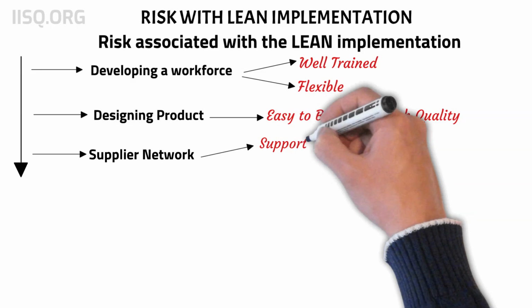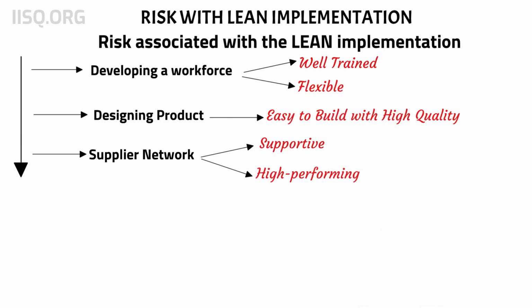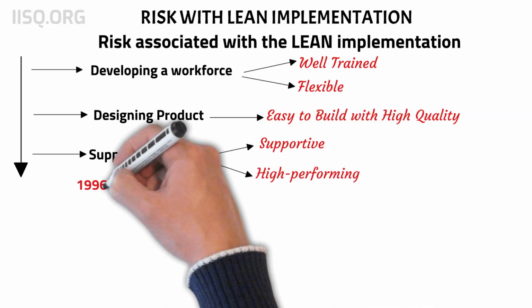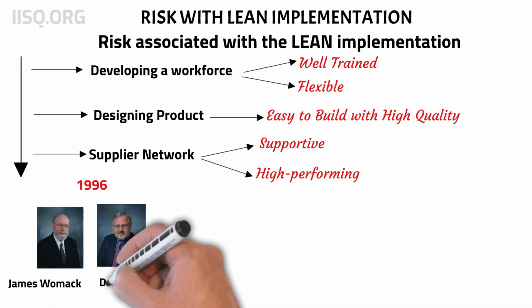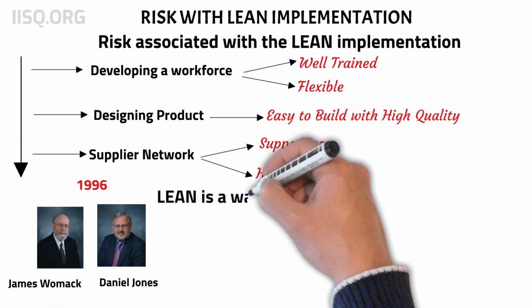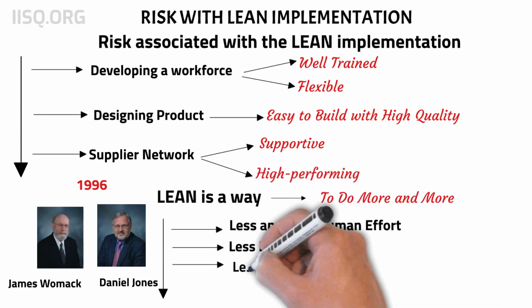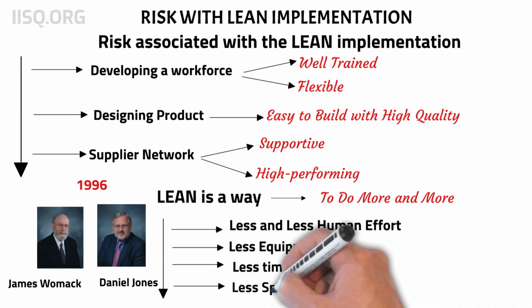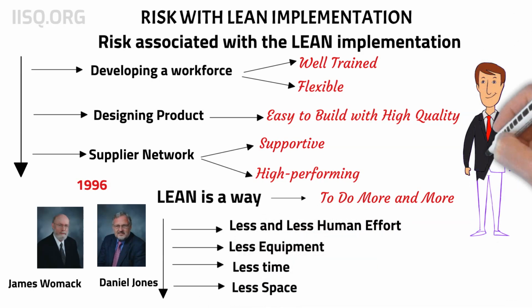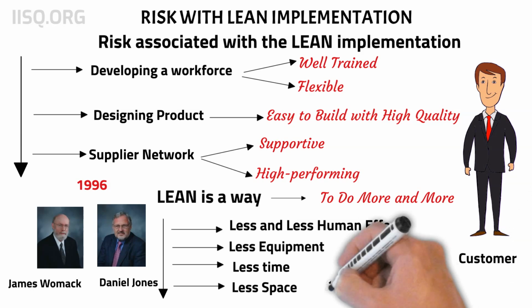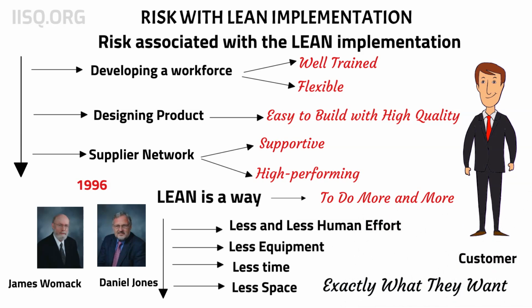The lean approach was further elaborated in 1996 by James Womack and Daniel Jones, who said that lean is a way to do more and more, with less and less human effort, less equipment, less time, and less space, while coming closer and closer to providing customers exactly what they want. This then translates into 5 key principles.